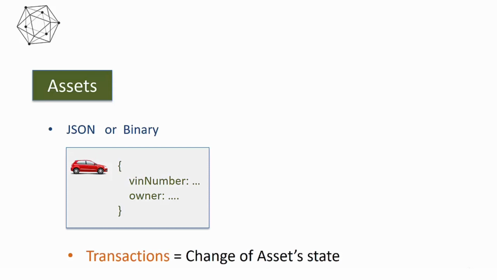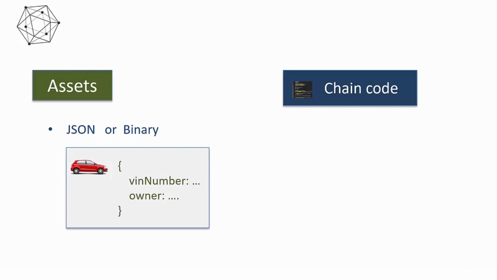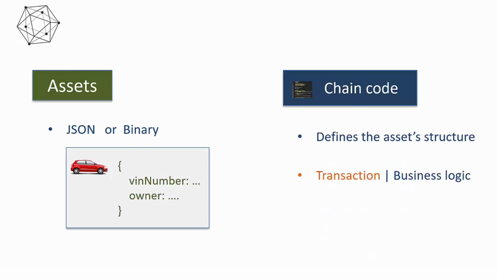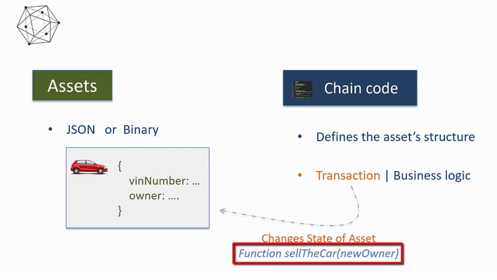These state changes can take place on Hyperledger Fabric only by way of well-defined transactions that are coded in chaincode. Chaincode defines the structure of the asset. It also defines the transactions that can be executed against the asset. It has all of the business logic needed for the transaction. In the case of the example of a car, there can be a function sell the car defined in the chaincode, and a call to this function will lead to the transfer of ownership of a specific car to the new owner.